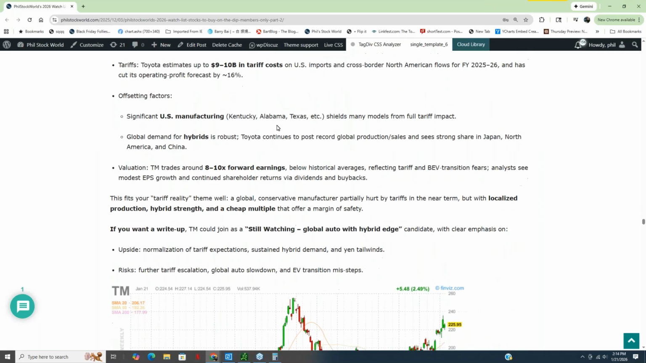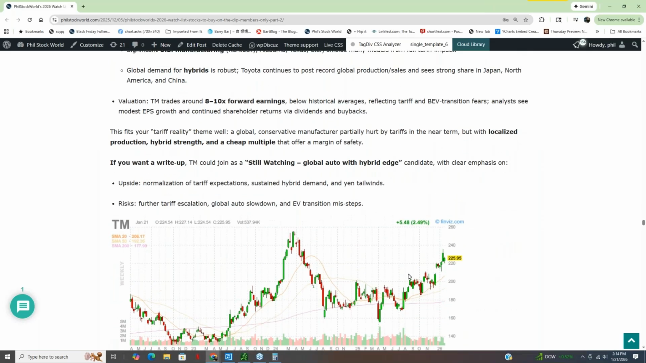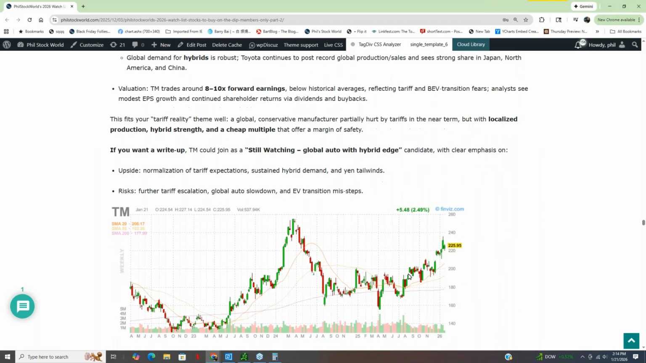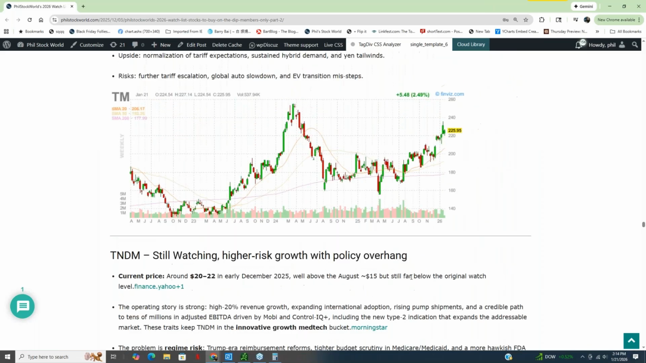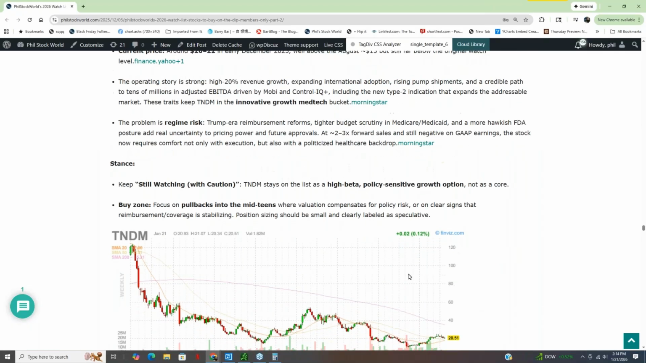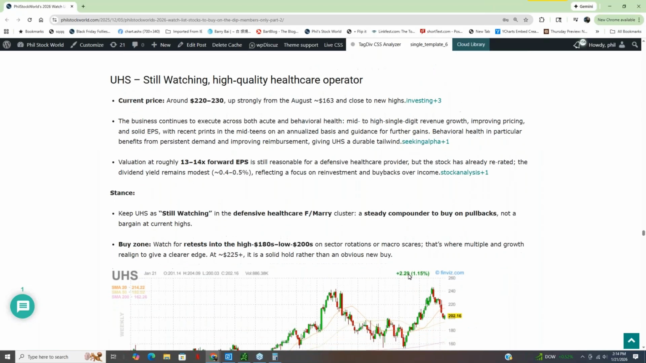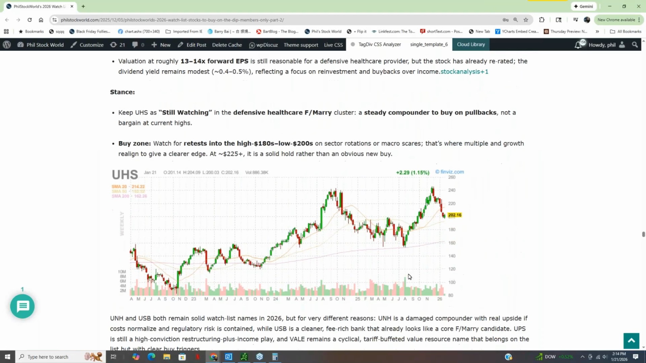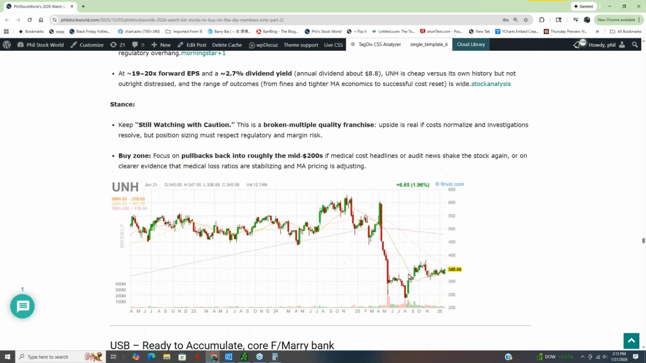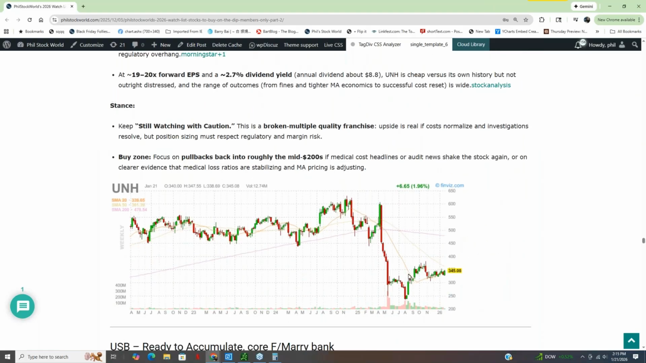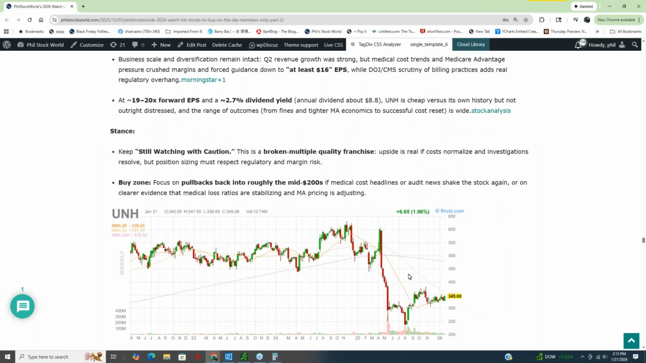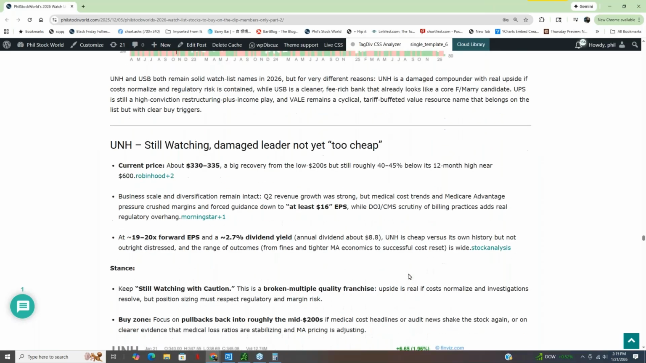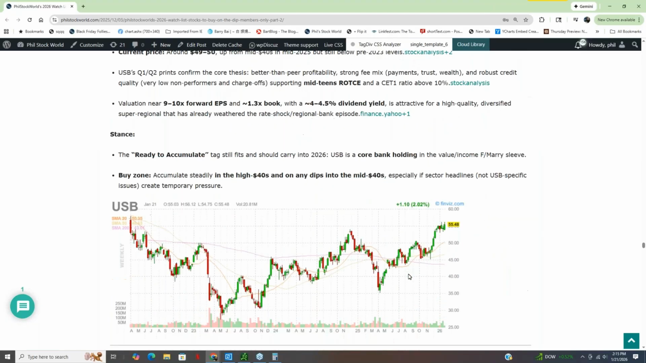Has anything not taken off? I mean, there's a lot of stocks, like 100 stocks, and they're all doing well. Toyota, we love Toyota, and it's not that expensive. It's still playable. TNDM is still playable. UHS, still playable. This is what you do with the watch list. You just breeze through it and see who's still in the zone, and then you write down the names of the guys who are in the zone, then you do a little bit of research to see if anything bad happened since we put it on the watch list. And if nothing really changed, then it's an easy decision.